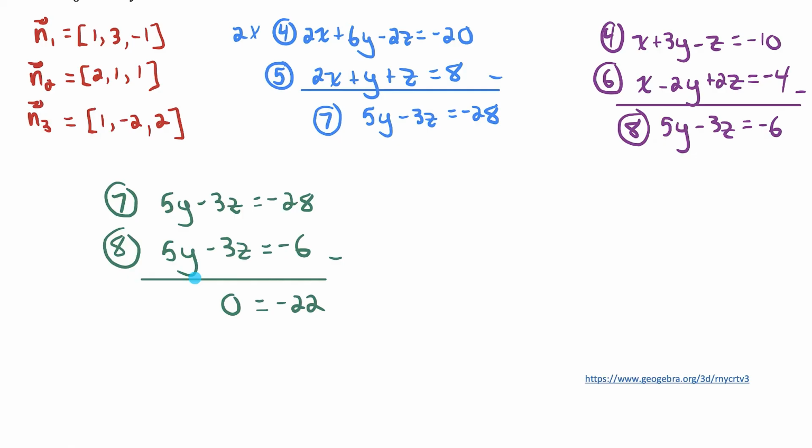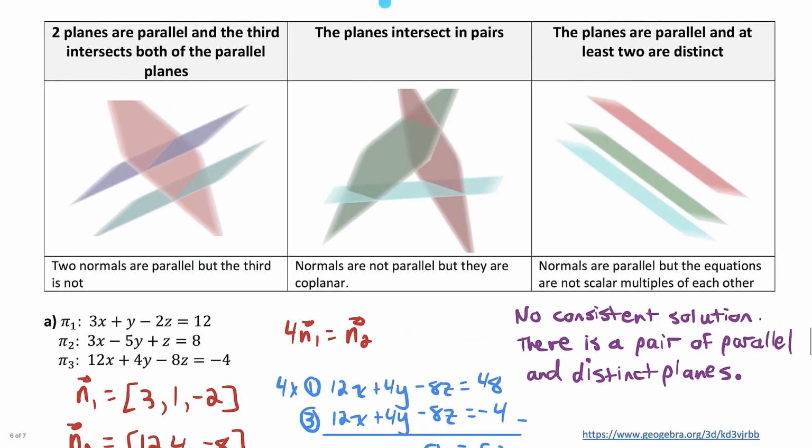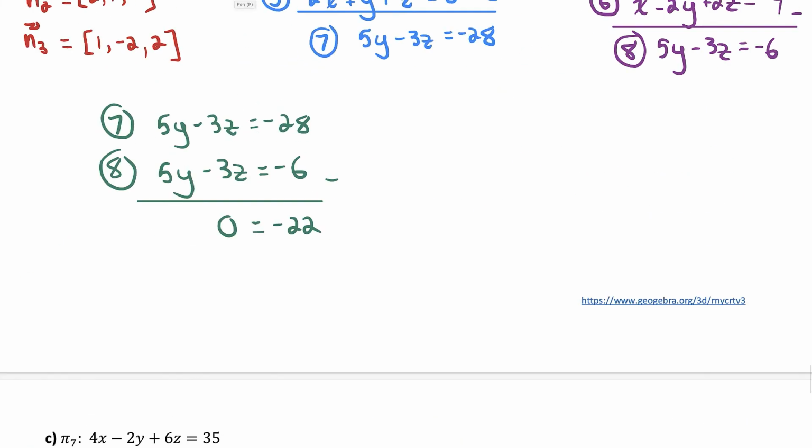So the system that I have is this one here. I found these two lines of intersection, and I figured out that those lines never meet with each other. Therefore, the system of three planes has no consistent solution. No consistent solution. The planes intersect in pairs.